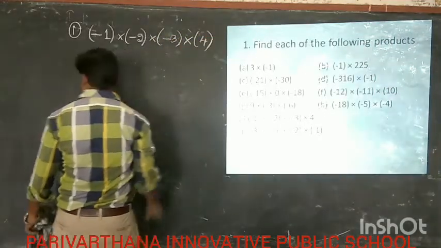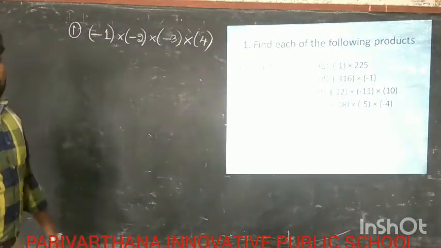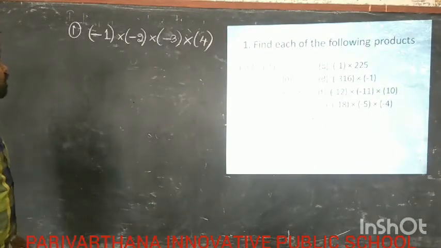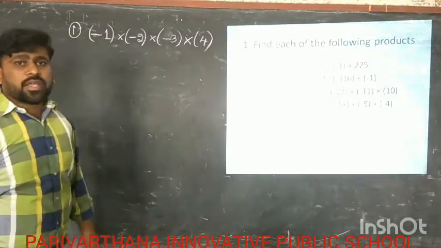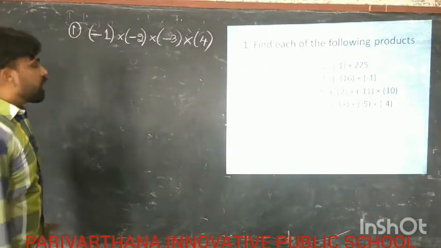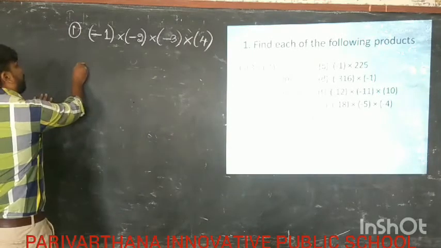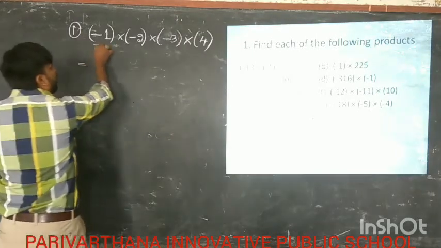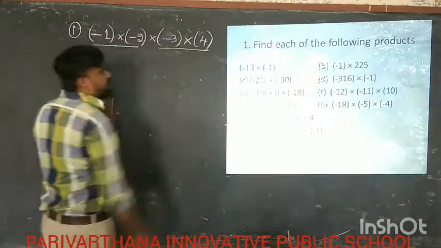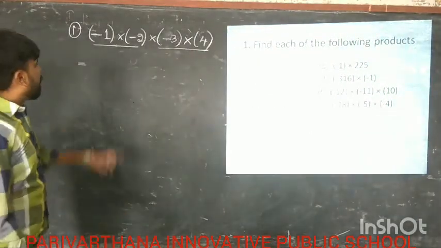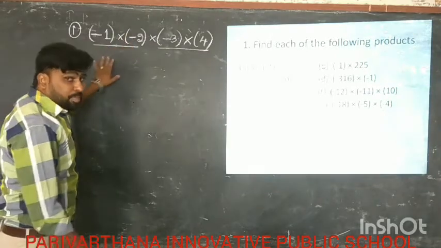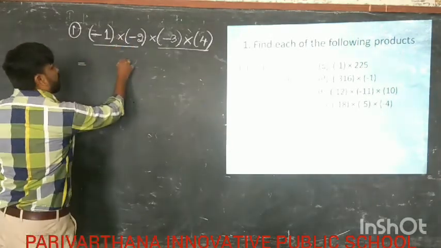−1 × −2 × −3 × +4. Clear? Again, it is the multiplication of 4 integers. The first 2 integers and the next 2 integers we can easily multiply. Split the marks and multiply the marks. Minus into minus is plus, 2 ones are 2. It is the final answer.